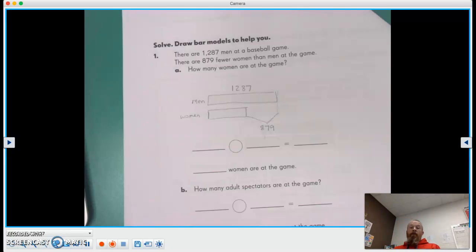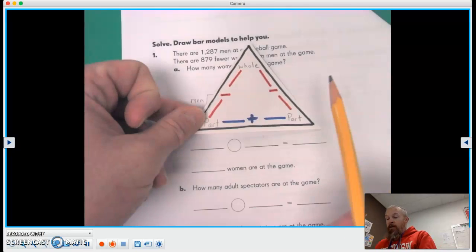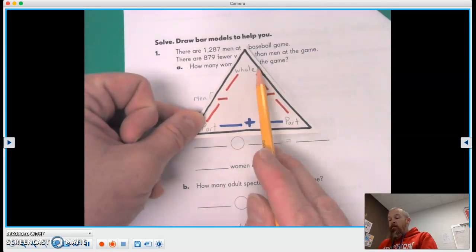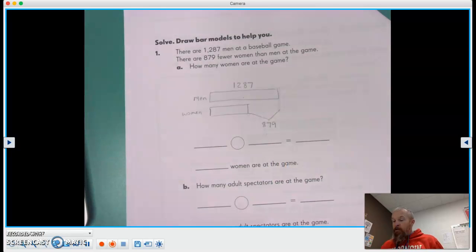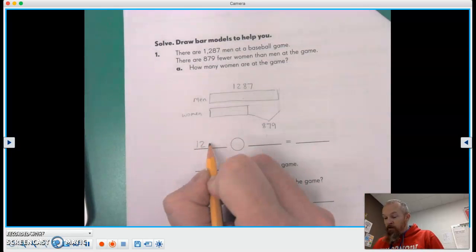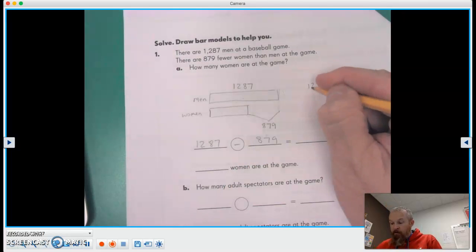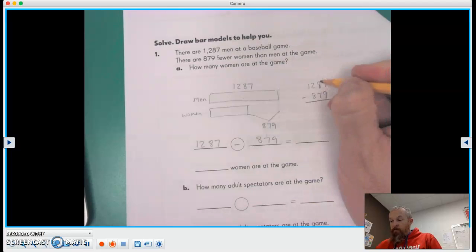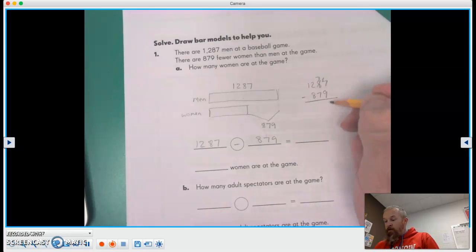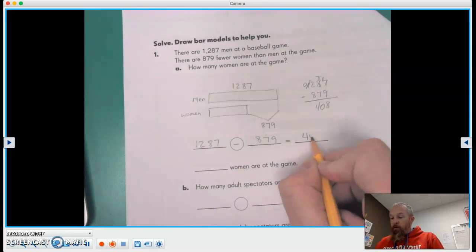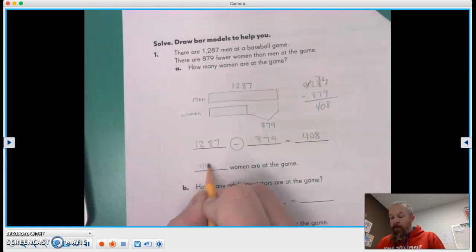So when we look at our part-whole fact triangle, I see the whole and I see one part. So if we have a whole and a part, we combine them, we have to subtract. So 1,287 minus 879. Do some work right over here. I have to borrow from next door. That's an 8. 7 minus 7, that's 0 is the game. Again, borrow. 12 minus 8 is 4. So there are 408 women at the game.